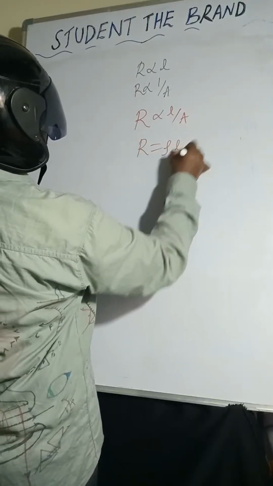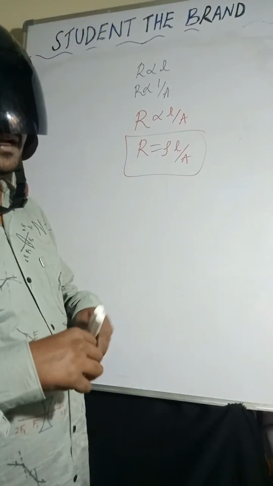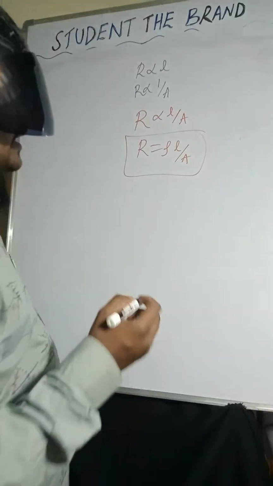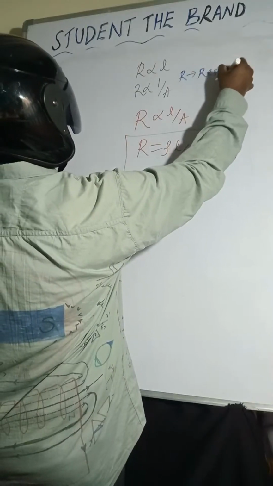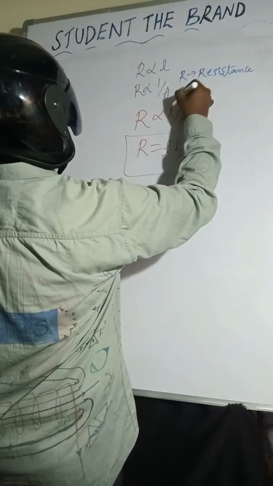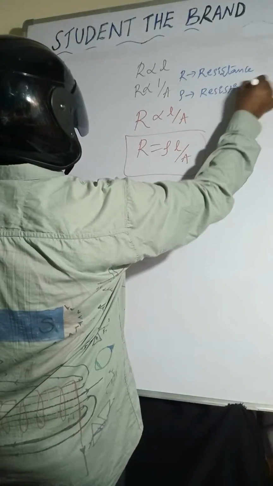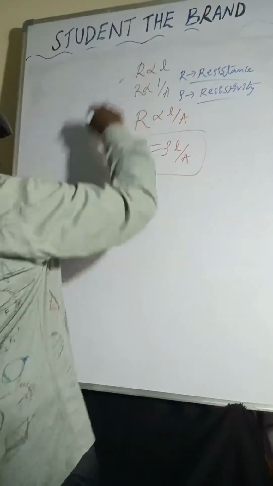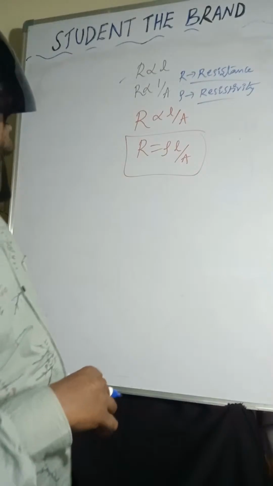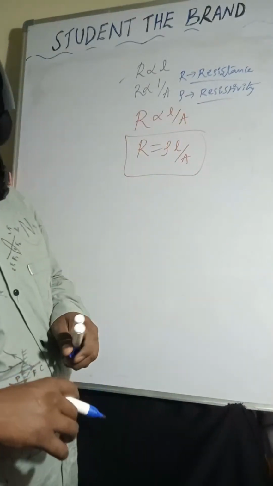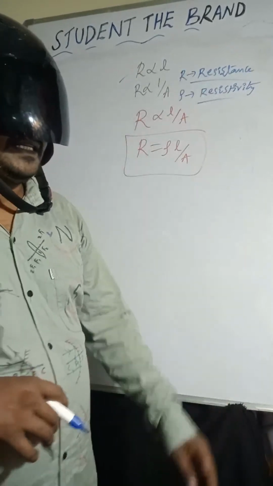R equal to rho into L by A. Here R is the resistance and rho is the resistivity. R is directly proportional to the length of the conductor, inversely proportional to the area of cross section, so R equal to rho into L by A.